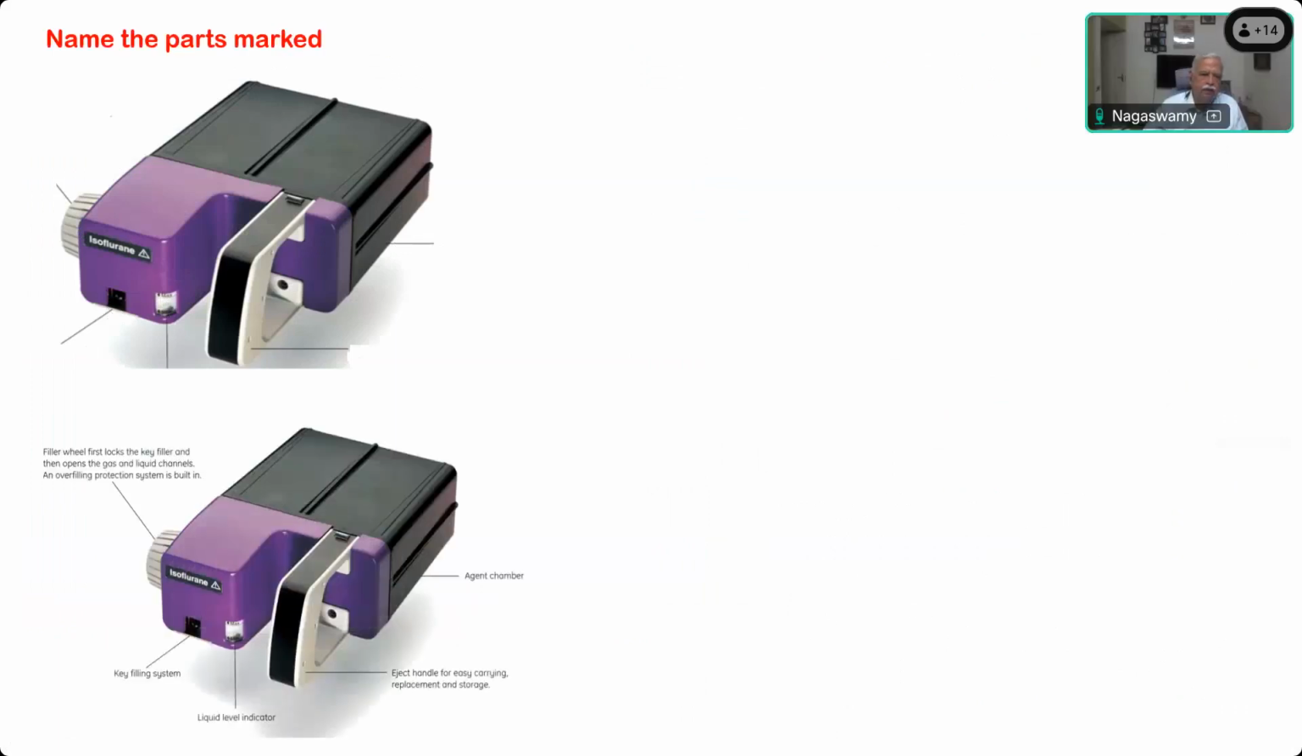The parts are, this is called the filler wheel. First it locks the key filler and then opens the gas and liquid channels, and an overfilling protection system is built in. And this is the key filling system where you have to insert the key for filling. This is the agent chamber. This is actually the evaporation chamber. This is the level, liquid level visible. This is the eject handle for easy carrying and replacement of the cassette. So you hold this and then insert or pull out. That is the handle for that.